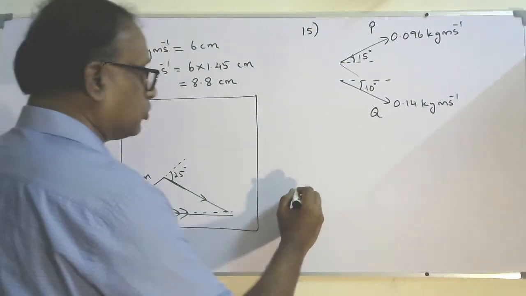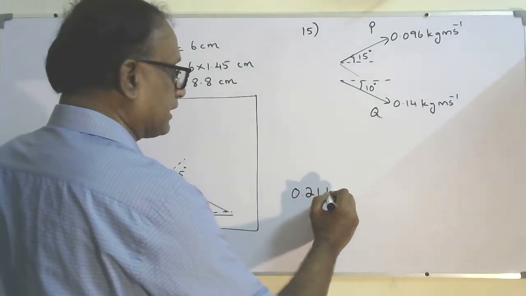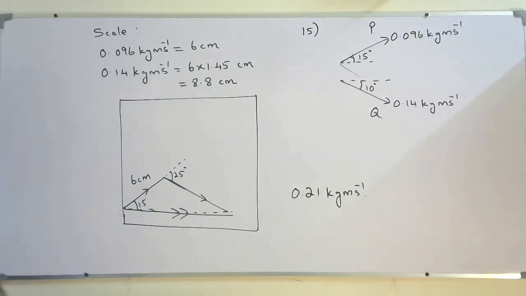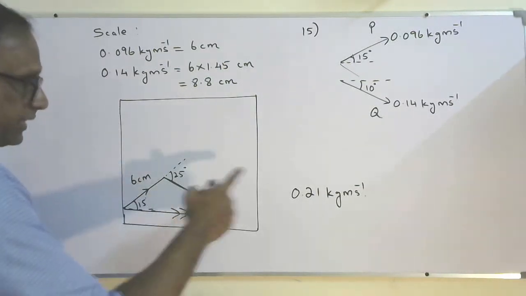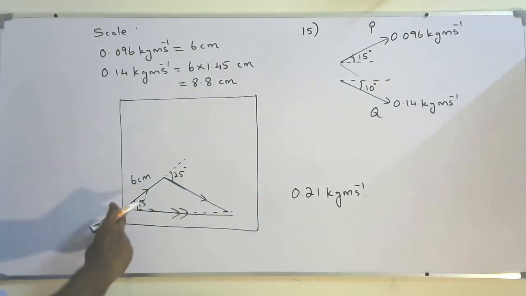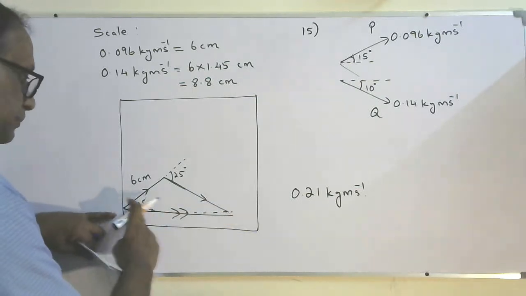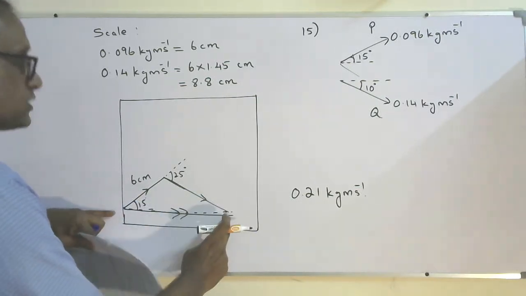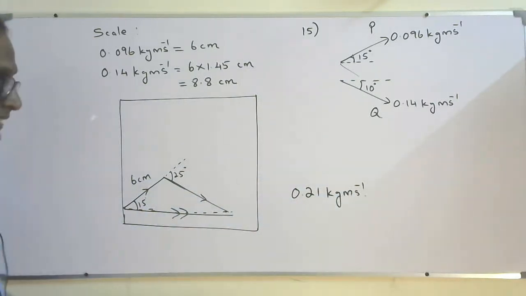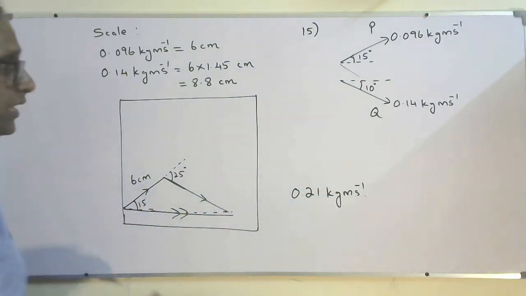This one will be almost 0.21 kilogram meter per second, something like that. Okay, so on the board I can't draw, but if you draw this way, you will get 0.21 kilogram meter per second for this moment. Now you will get a particular length here. Use that length to convert to get the unit of kilogram meter per second. That will be 0.21 kilogram meter per second.